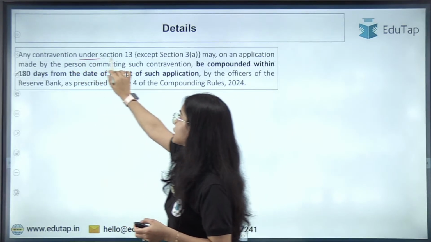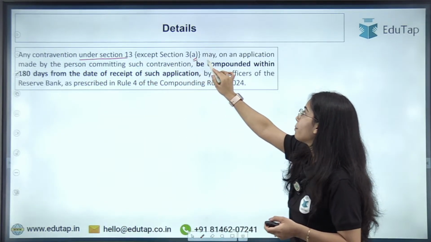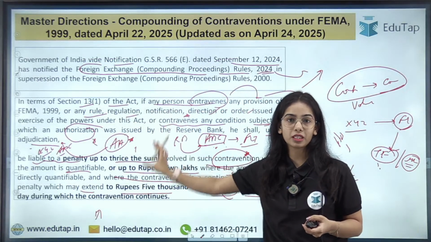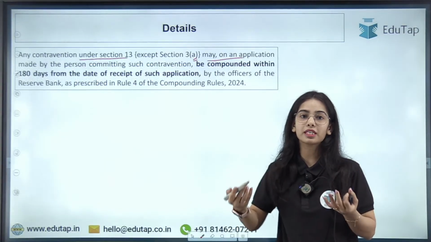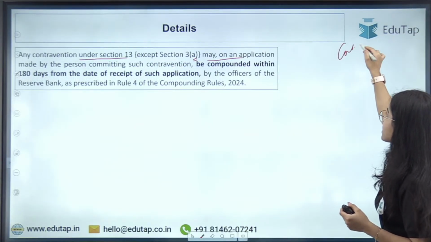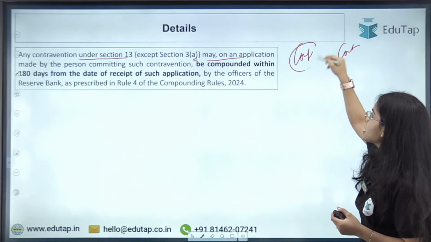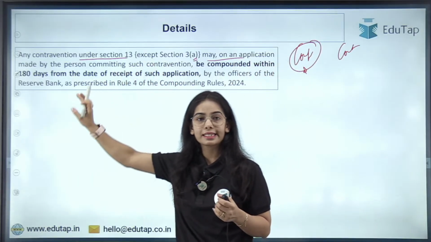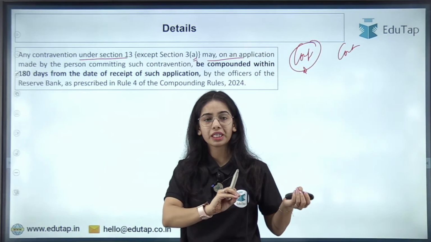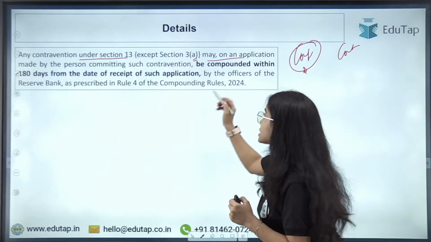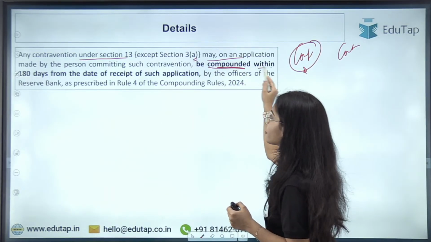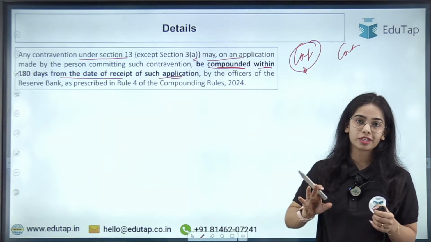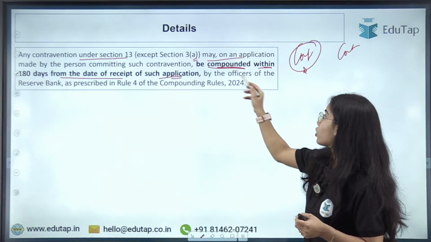Now any contravention under section 13 except section 3A may, on an application, be compounded. Let's say the person is not accepting the mistake by themselves, but let's say the person is accepting the contravention and doing the compounding, voluntarily accepting the mistake. In this case, the application is sent by the person to the Reserve Bank of India saying, okay, I have done this mistake, and this has to be compounded, this has to be settled within 180 days from the date of receipt of such application from the contravenor, by the officers of the Reserve Bank.